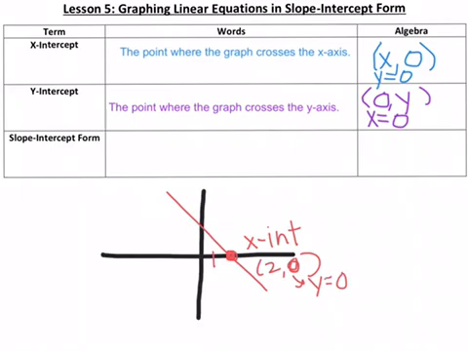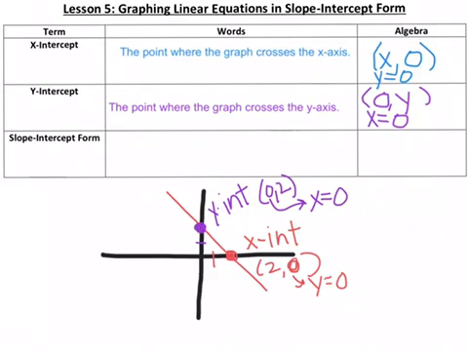And then the y-intercept is the opposite. So that's the point right here, the up and down on our y-axis, and that's going to be our y-intercept. Let's say it's also at 2, but this time it's at 0, 2. So just like I talked about earlier, your x value is equal to 0. So in an equation, you can plug in 0 for x and mathematically find your y-intercept.